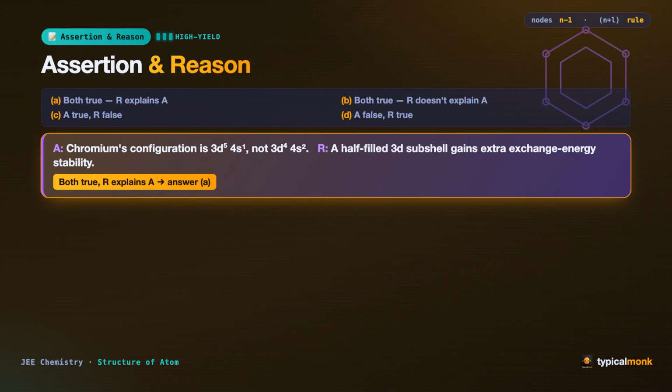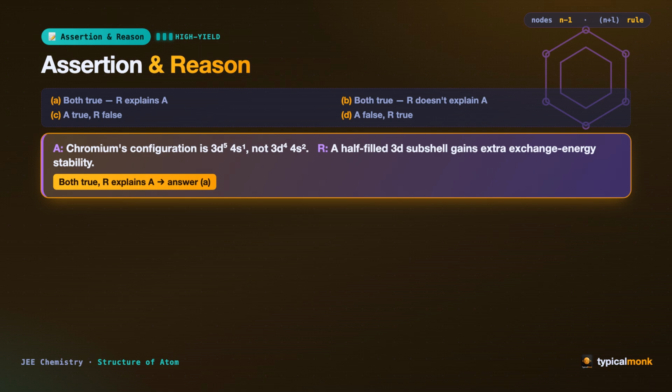Option A, both statements true, and the reason explains the assertion. Option B, both true, but the reason does not explain the assertion. Option C, assertion true, reason false. Option D, assertion false, reason true.